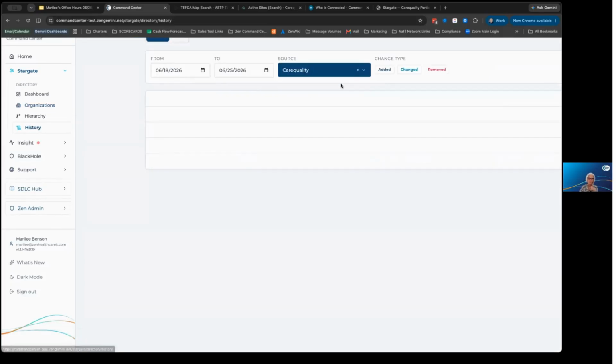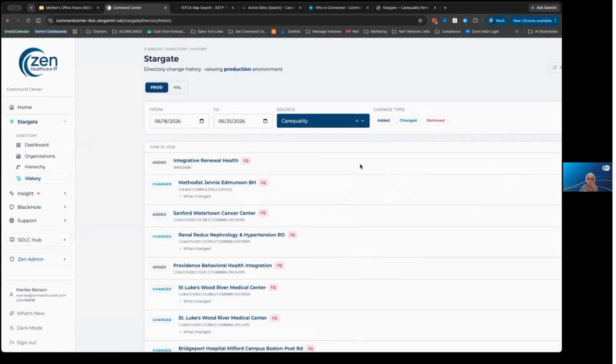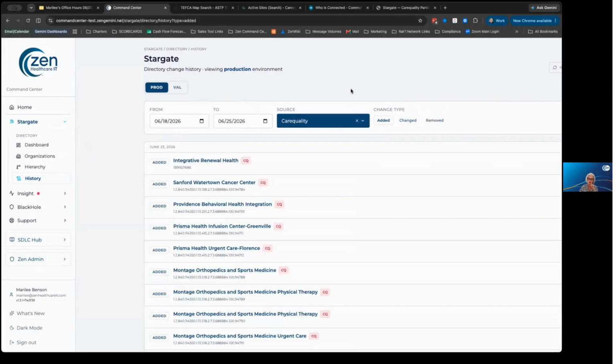And then the last piece of the puzzle of our particular implementation of the network is the changes. Emily, you guys are a member of Carequality. If you don't have access to this now, you will get access shortly. You will be able to see here just people who have been added over a certain date range. It takes a minute to load because there's a lot of changes that happen.